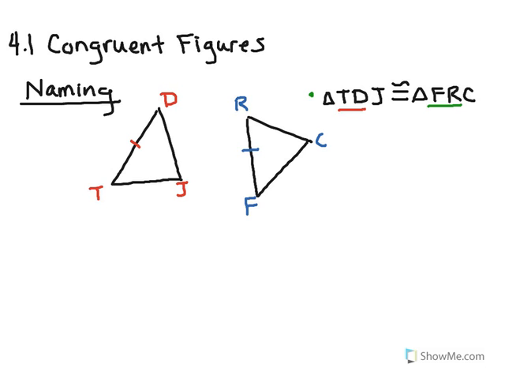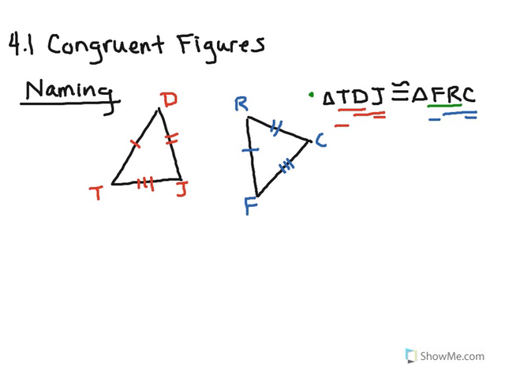Okay. So then what about the next one? Well, DJ, so I'm going to give that two tick marks, is going to be congruent to RC. So RC is going to get two tick marks. And then lastly, I'm going to have J, and then you go back to the beginning, JT, so that's three tick marks, and then CF.